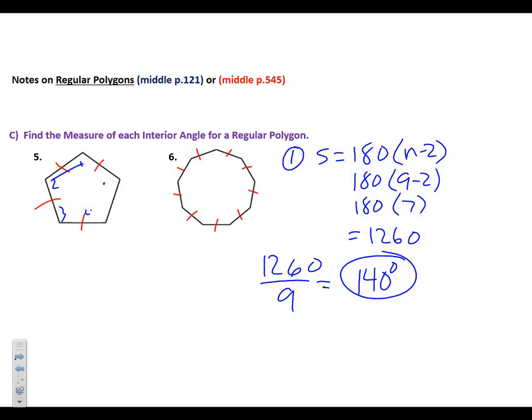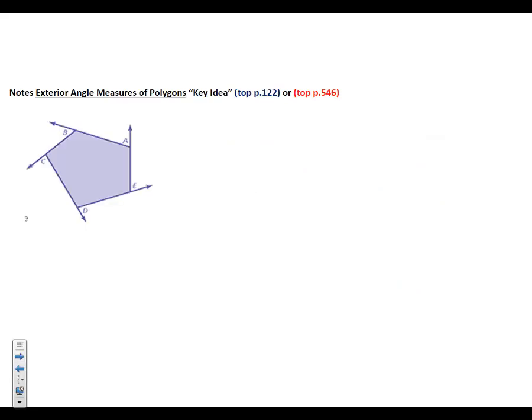So, ladies and gentlemen, now the next thing you need to do is take some notes on the exterior angles, because that's what we want to concentrate on for the rest of this video. And yes, this video should be considerably shorter than the last one, but we still need to make sure we cover everything we need. So you should have taken some notes from page 122 or 546. But we want to talk about some things here.